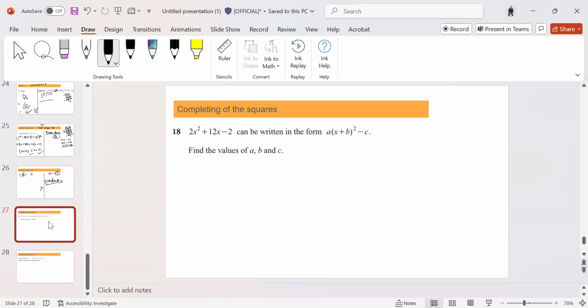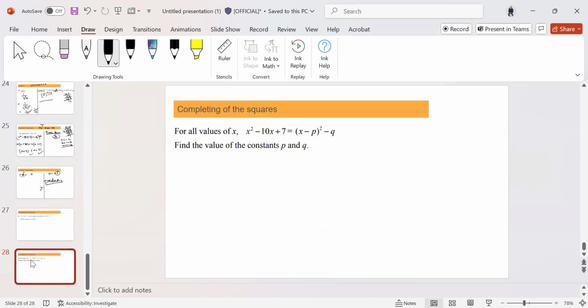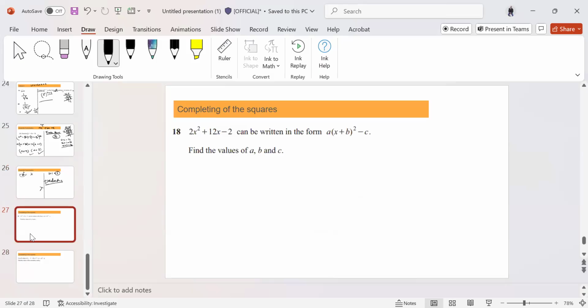Perhaps the one that I really should highlight is your completing the squares, which I know people don't like, memorizing that formula that I gave you, which is x plus b over 2 squared minus b over 2 squared plus c.